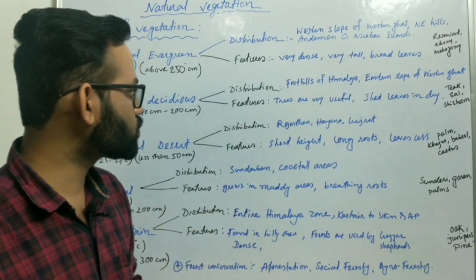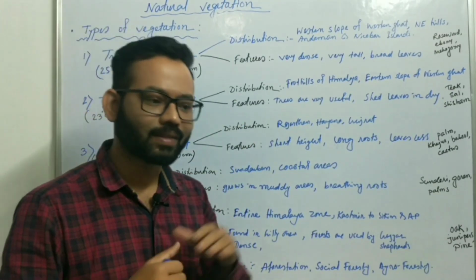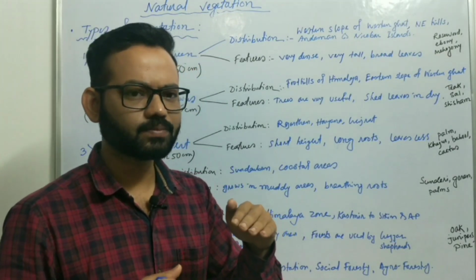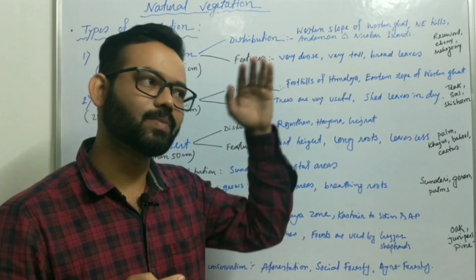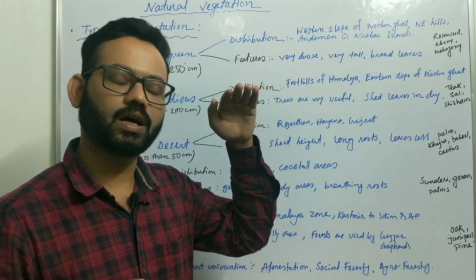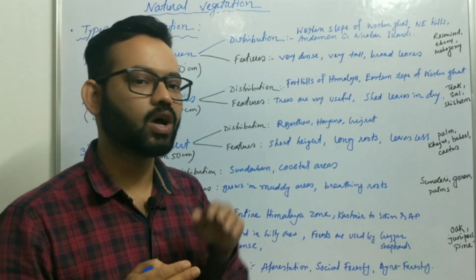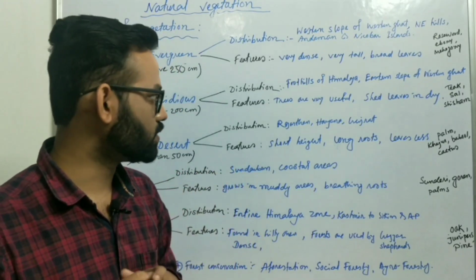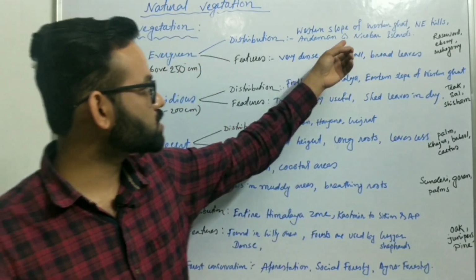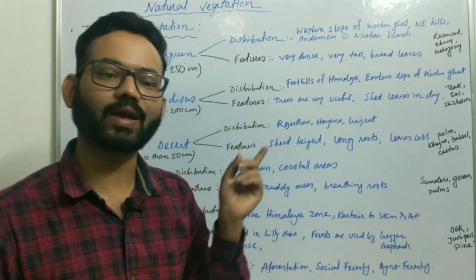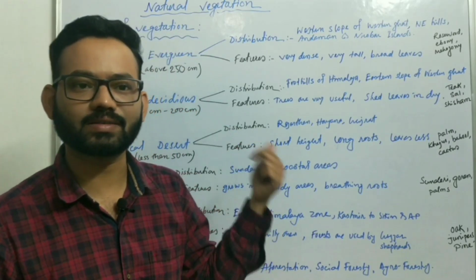At first, the distribution: we find the tropical deciduous forest in the foothills of the Himalaya, that is the lower part of the Himalaya. We divide the Himalayas into three parts: the lower, middle and the upper. Himachal, Shivalik. In the lower part of the Himalaya, the foothills, we find this tropical deciduous forest. And also the eastern slope of the Western Ghats. As I mentioned, on the western slope of the Western Ghats we find the tropical evergreen forest, and on the eastern slope of the Western Ghats we find the tropical deciduous forest.